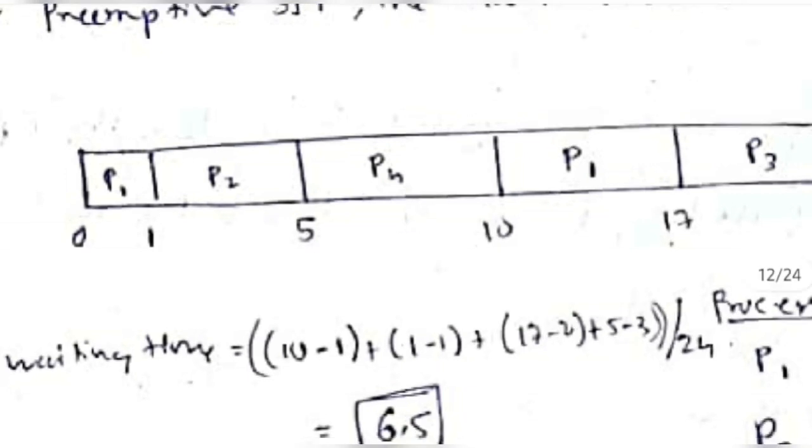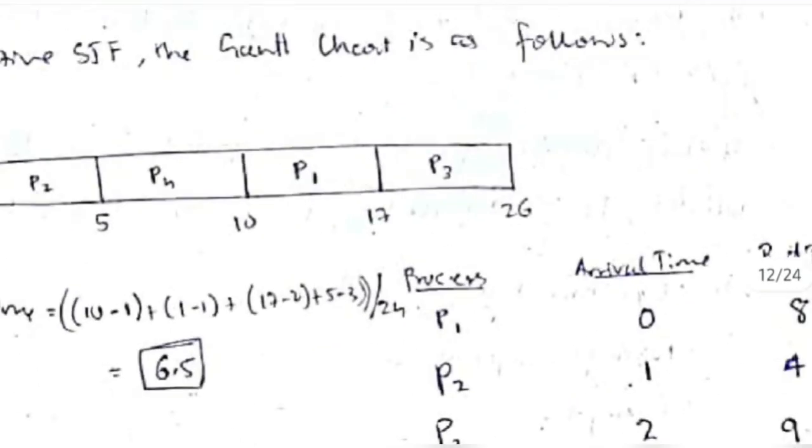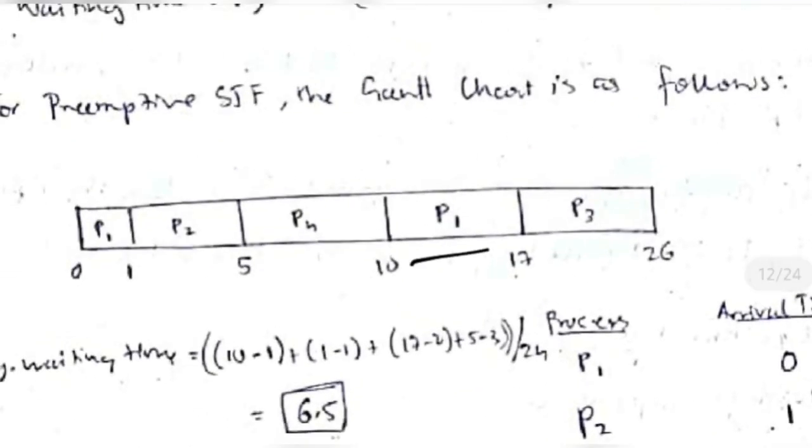After P4 gets over, 2 are left, which are P1 and P3. In this case, which one will be taken? 7. So P1 will resume its execution from 10 to 17 milliseconds. At last P3 is left, which will execute from 17 to 26 milliseconds. So let's calculate the average time taken now.